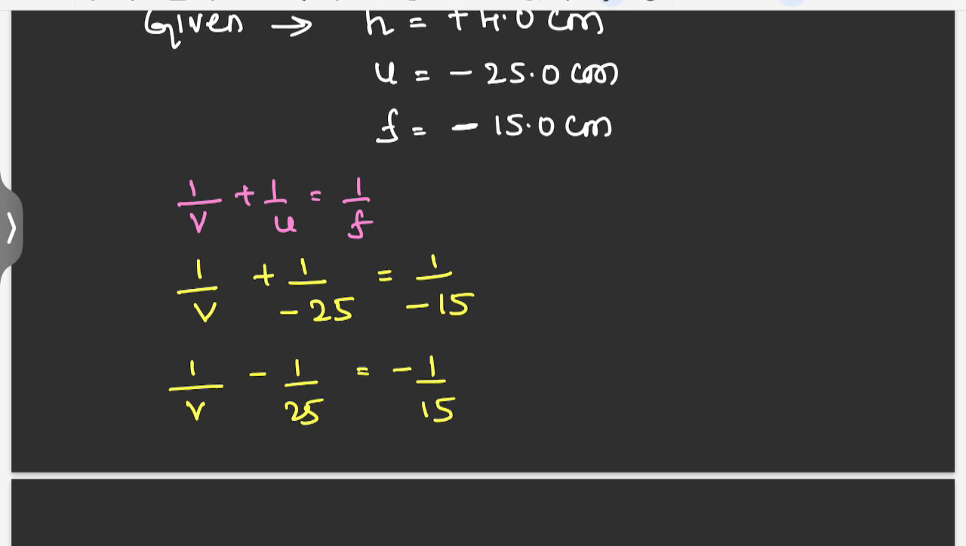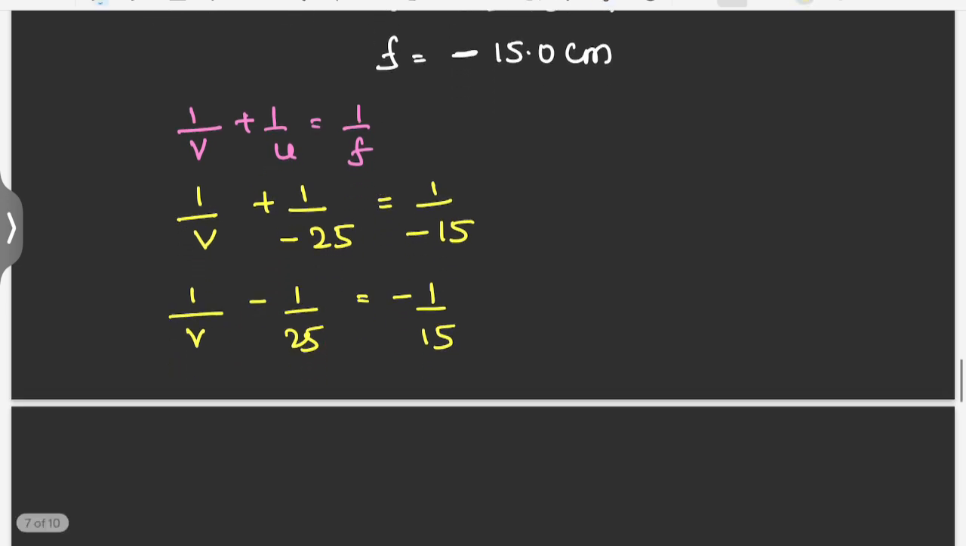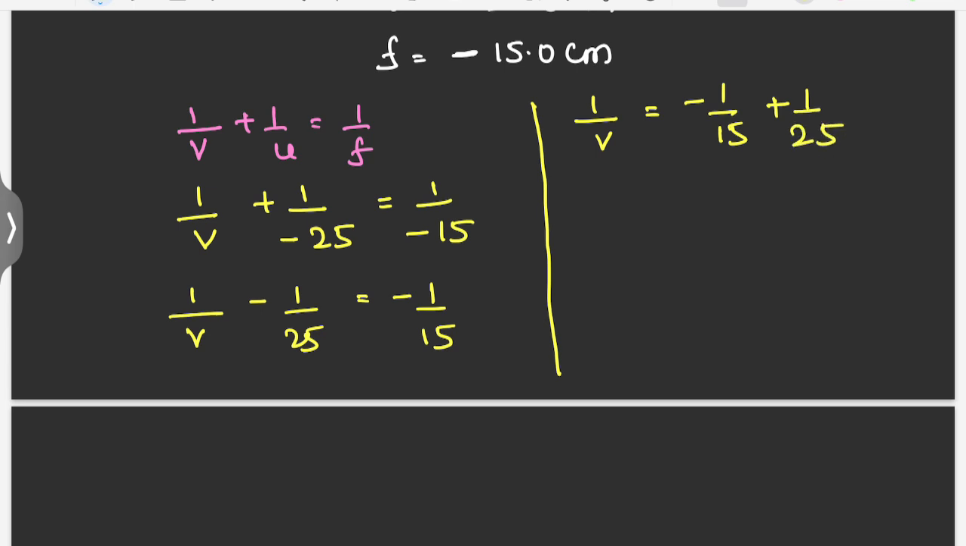In the next step, what you are going to do is shift this negative sign to the other side. When you shift this to the other side, minus will become plus. So next you will write here 1 by v is equal to minus 1 by 15 plus 1 by 25. So this is what you will get.